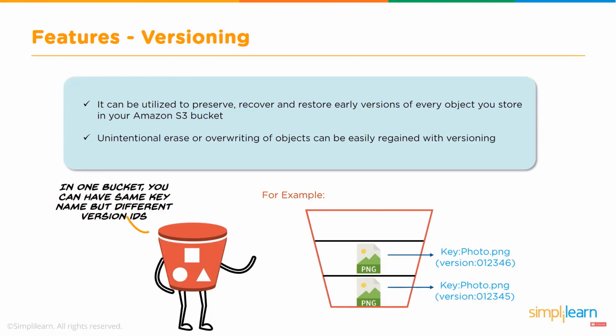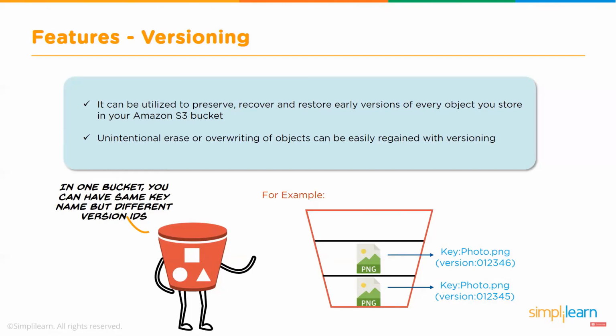So versioning can be utilized to preserve, recover, and restore any earlier versions of every object that we stored in our Amazon S3 bucket. Unintentional erases or overwrites of the object can be easily regained if we have versioning enabled. And it works with one file with the same key name, and any time we update the file, it keeps the file name but creates a different version ID.